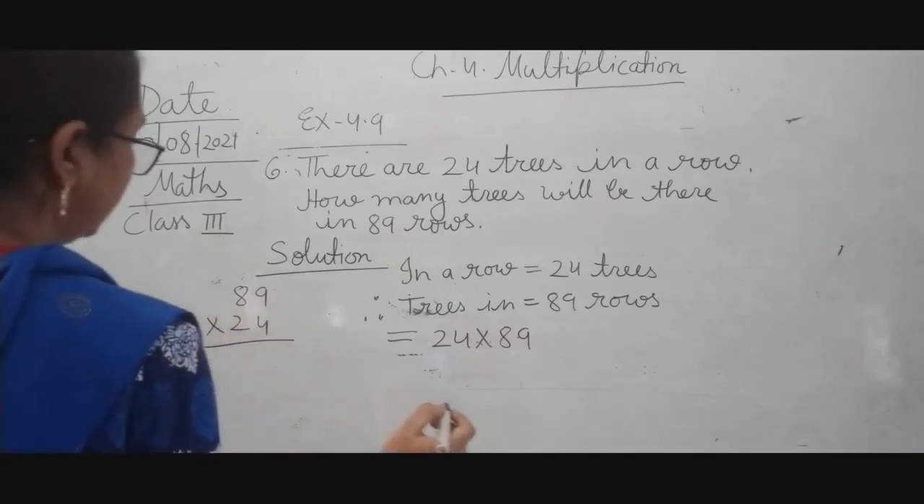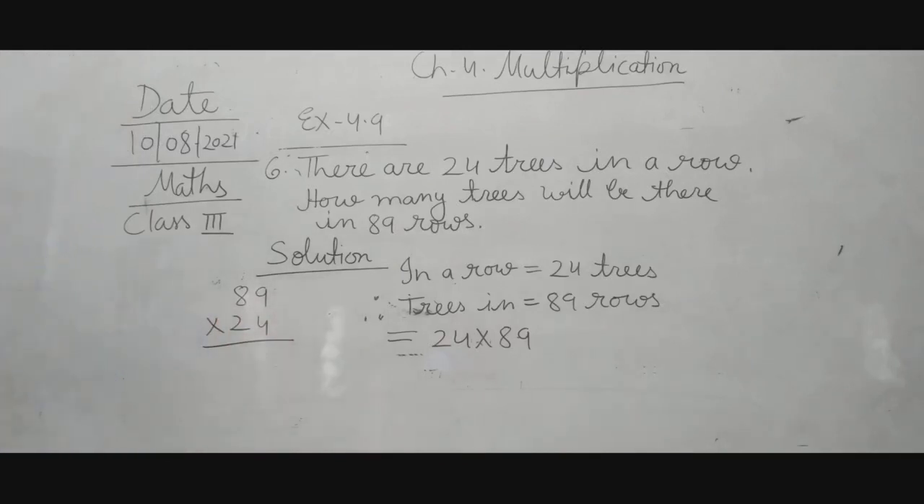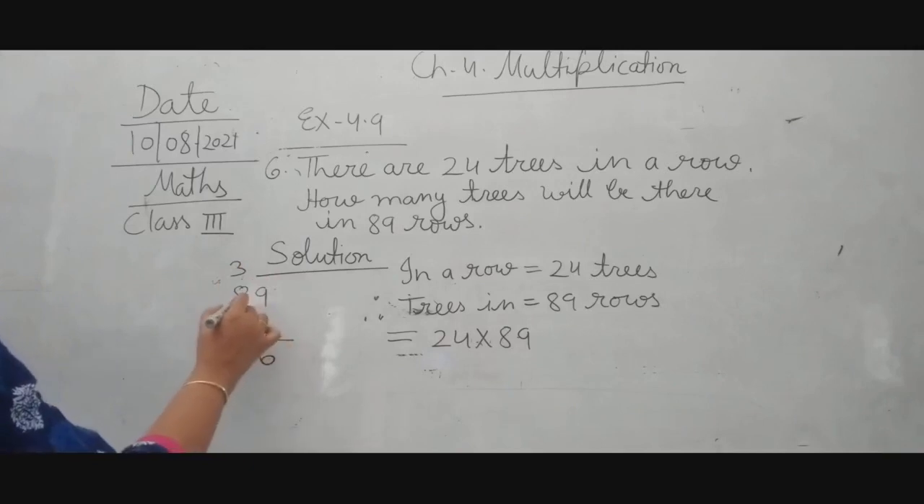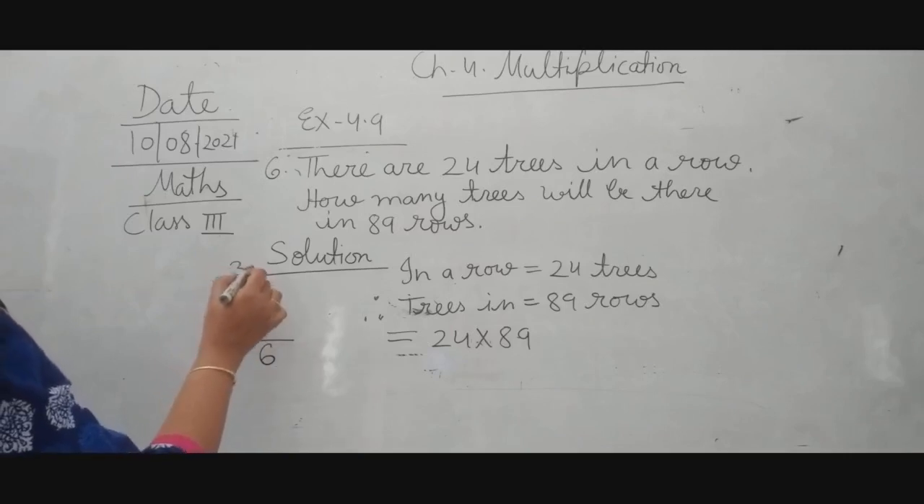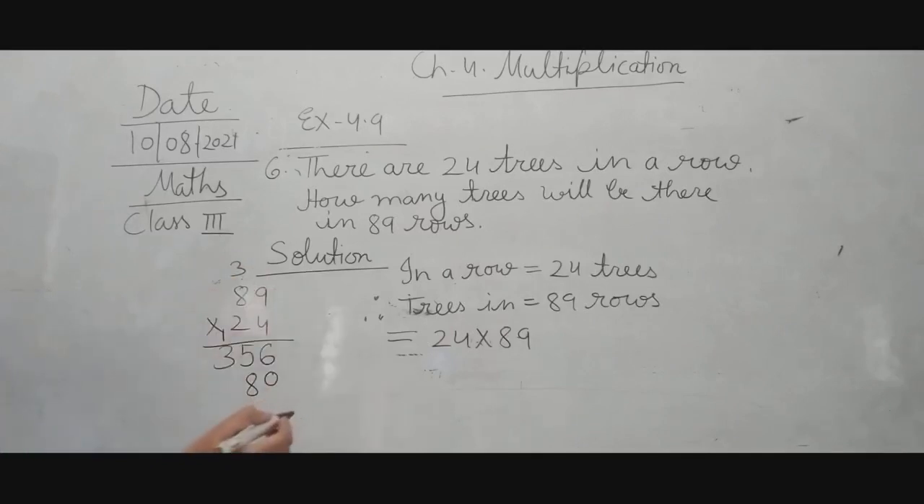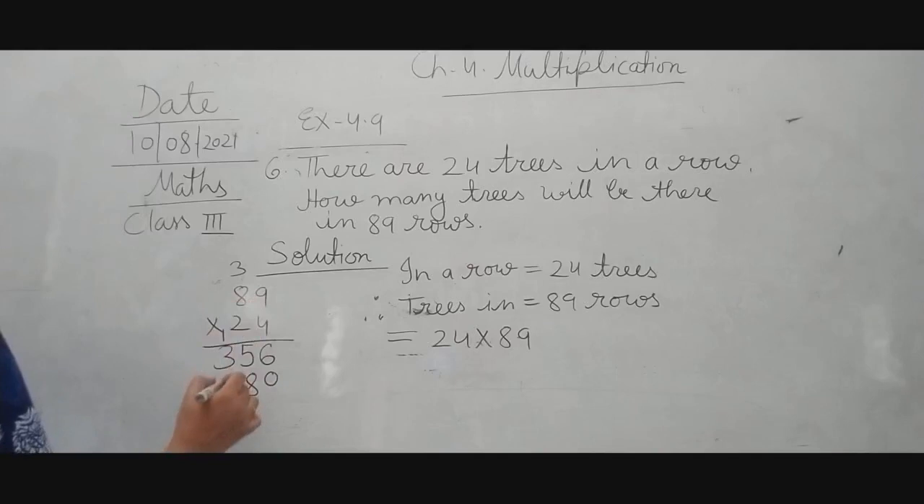So 9 1s are 9, 9 2s are 18, 9 3s are 27 and 9 4s are 36, 36 we will write over here, 3 will be carry over. 8 4s are children 32, 32 plus 3, 33, 34, 35. 35 is the answer. Now 2 nines are 18, so 18 we will write, 1 will be carry over. Again 2 eights are 16, 16 and 1 is 17.